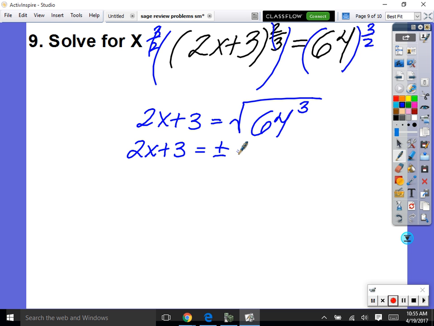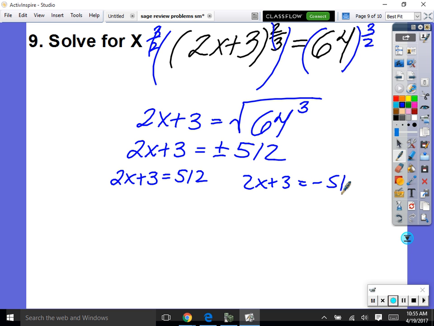Is this 512? No, that would be the larger. That is 512. But we can't forget plus or minus because it was a square root. 90% of you missed that on the test, and we're doing it again, so it's a good reminder. So then you'd split it up, you'd say 2x plus 3 equals 512. 2x plus 3 equals negative 512.